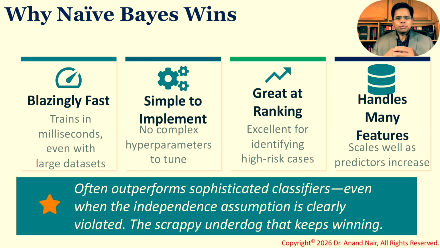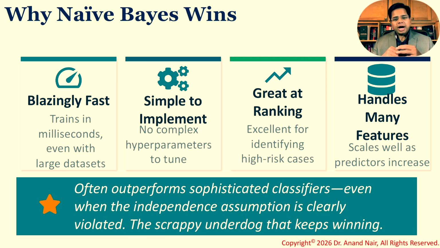Ranking power. As we discussed, Naïve Bayes excels at putting high-risk cases at the top of the list. When you're doing fraud detection or medical screening, this is exactly what you need. Scalability. As you add more predictors, naive Bayes handles it gracefully. This is where it has a huge advantage over exact Bayesian methods, which collapse under the weight of even a handful of features.